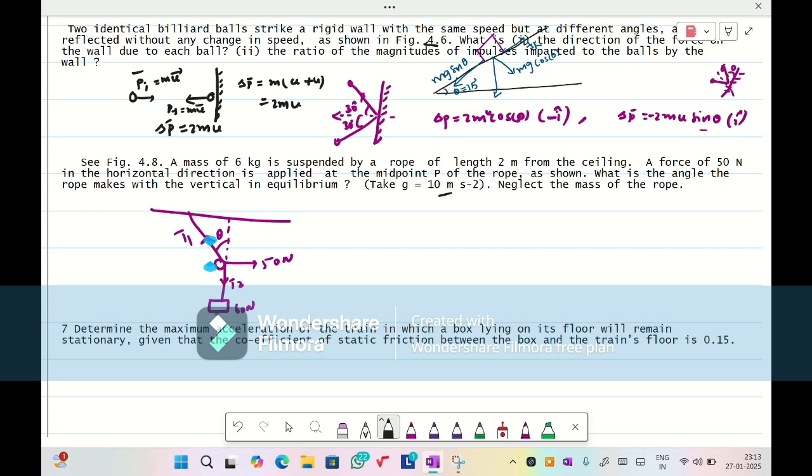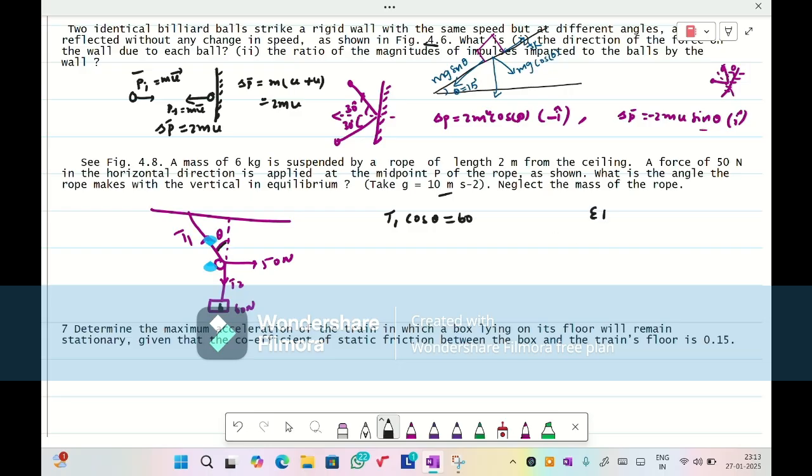6 kg is suspended. It is asking about the midpoint of the rope. A 50 newton force is acted horizontally. Now what is the angle the rope makes with the vertical in equilibrium? With the vertical, this angle in equilibrium. Equilibrium means net force is equal to 0. Therefore T1 cos theta is equal to 60.